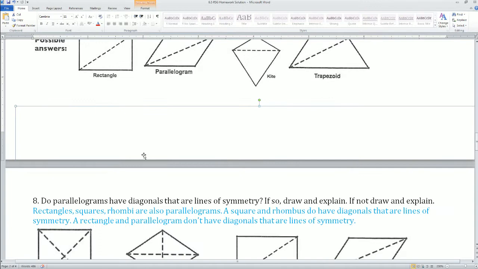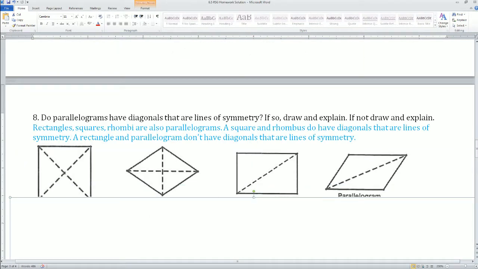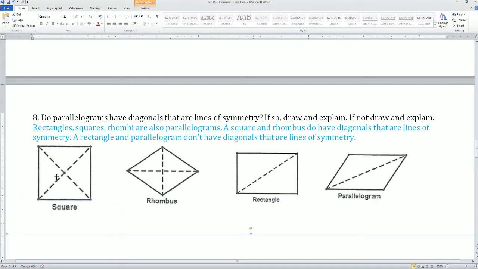There's different ones. Okay, 9, do parallelograms have diagonals that are lines of symmetry? If so, draw them. Okay, we already know that's the square. That diagonal is part of the 2 that makes up the 4 for this square.